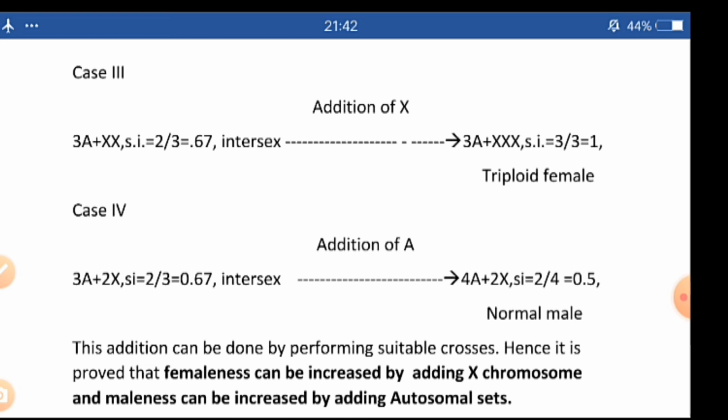At last, again I am repeating, the maleness of Drosophila is dependent upon A, and femaleness of Drosophila is dependent upon X chromosome.